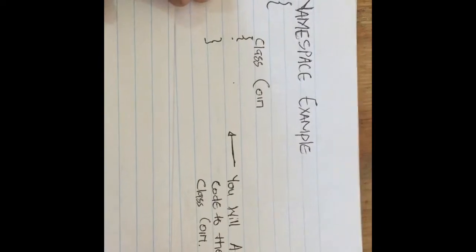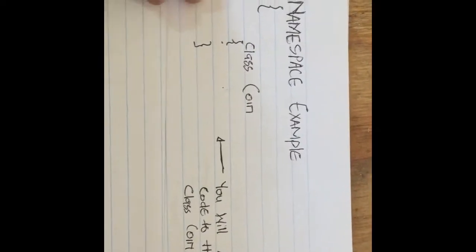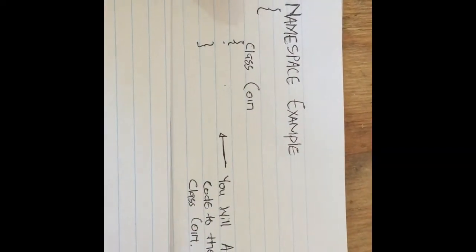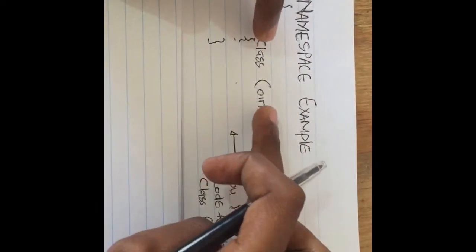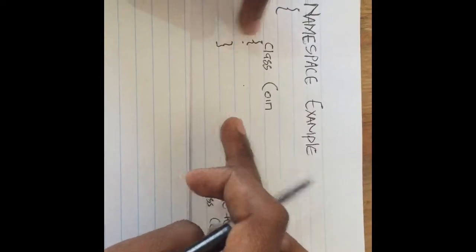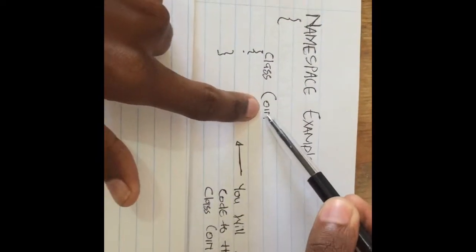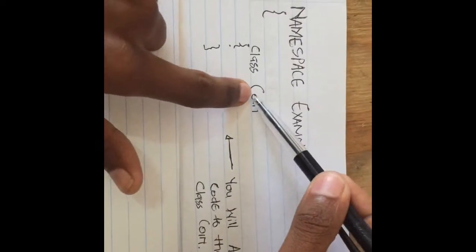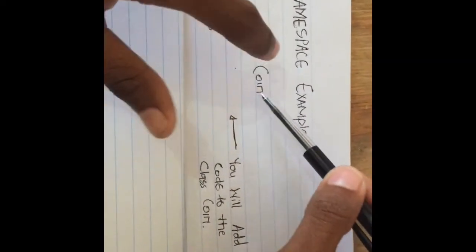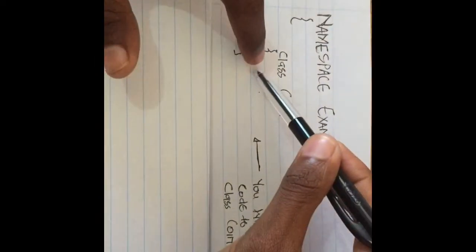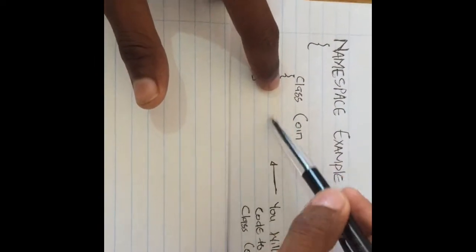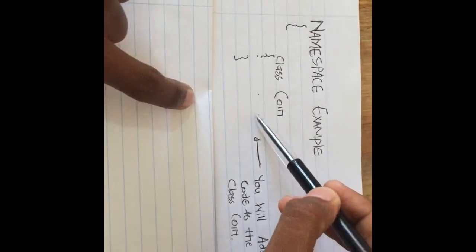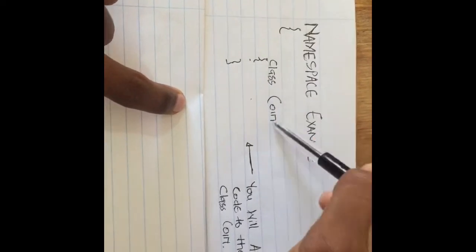Here's an example of how it will look in our program. For example, a namespace example. So this will become our class. This is our class, then this one is the name of the class. And when we're naming a class, the rules of naming variables apply. And here is where we'll put our member description. This is where we'll add the code to the class Coin.